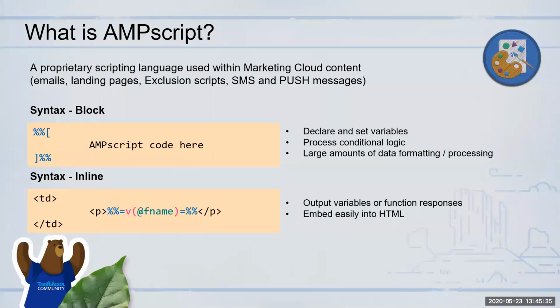Like I said, AMP script is more powerful when you want to create more customization based on programming. It is a proprietary language used within Marketing Cloud. You can use it within emails, landing pages, exclusion script, mobile, and all that. There are two types of syntax for AMP script. It also has the percentage signs, but don't confuse that with the personalization string. In the personalization string, there is no block or equal to sign.